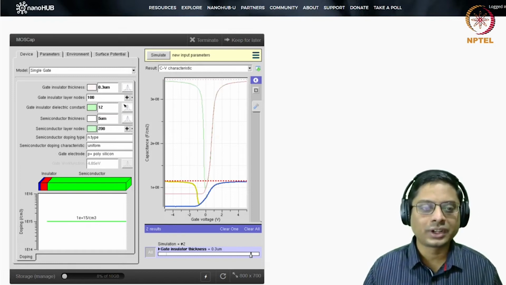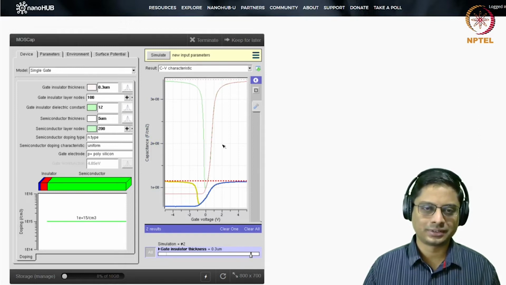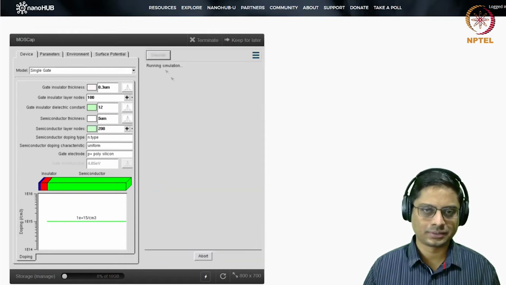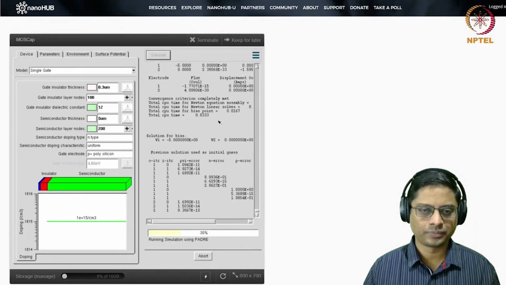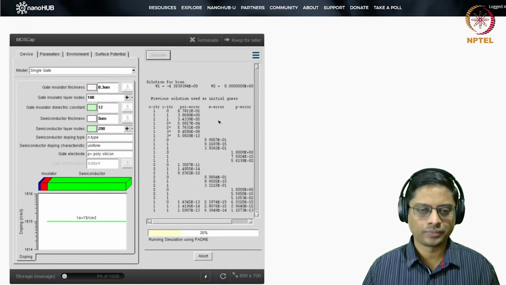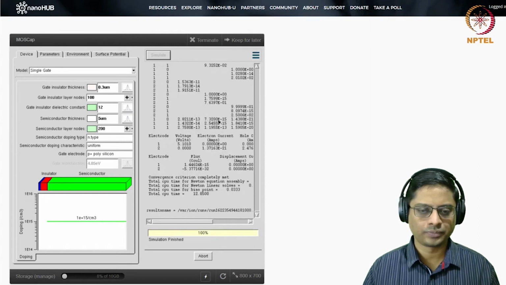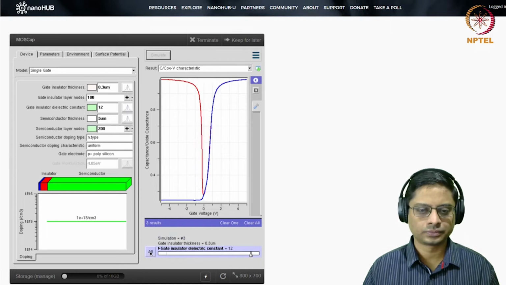Okay. All right. Now we increase the dielectric constant by 3 times. Let's see what happens. Oh, well, interesting. You see here.